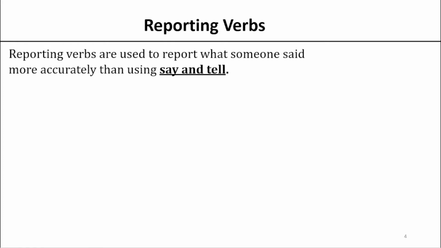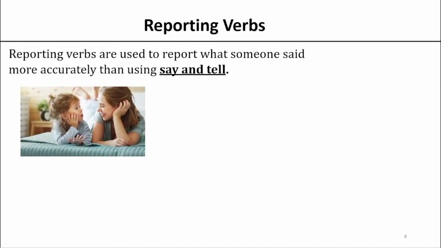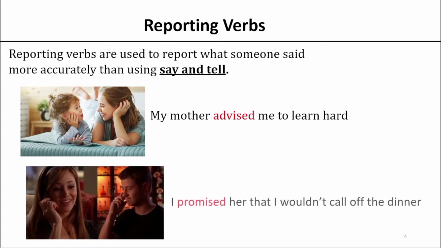Reporting verbs are used to report what someone said more accurately than using say and tell. Yes, instead of using say and tell, you can use other verbs that are more accurate. For example, my mother advised me to learn hard. So instead of saying my mother said to me to learn hard or my mother asked me to learn hard, we can say my mother advised me to learn hard. The second example, I promised her that I wouldn't call off the dinner. So here, promise is the most appropriate verb.